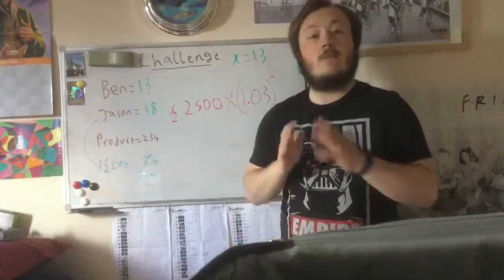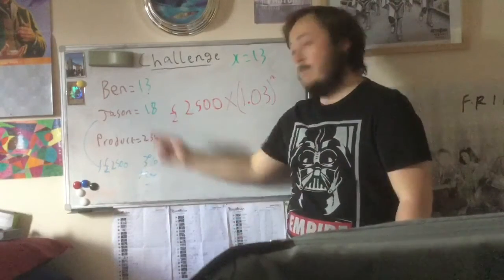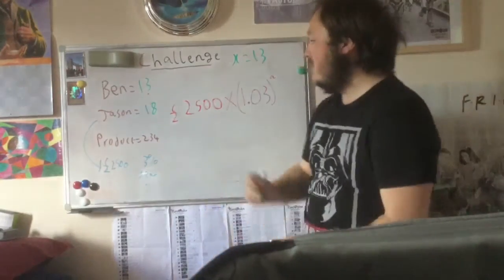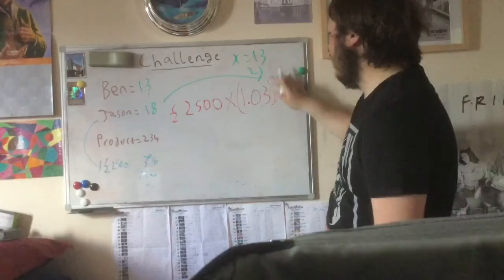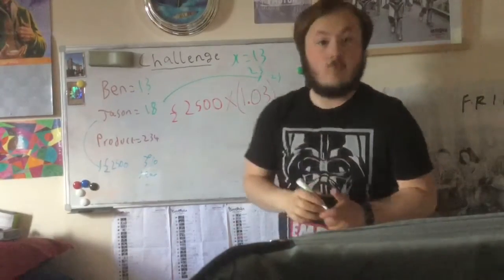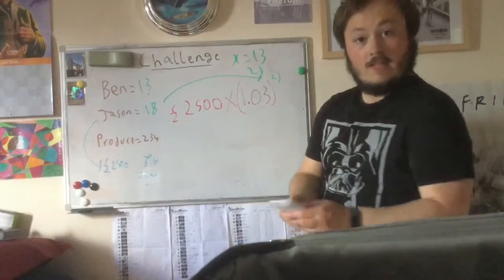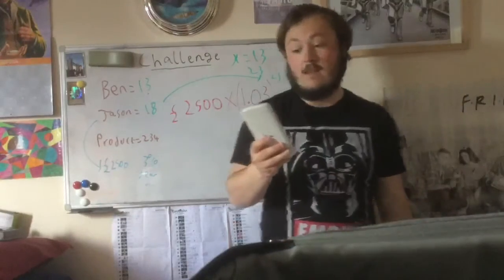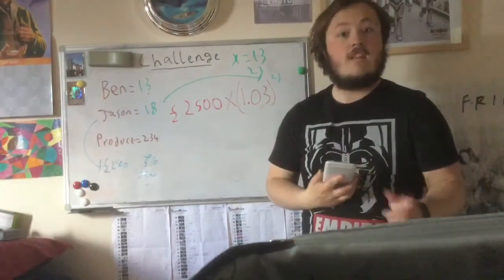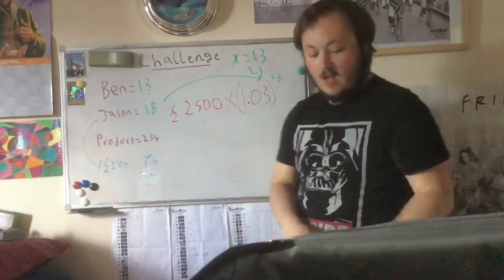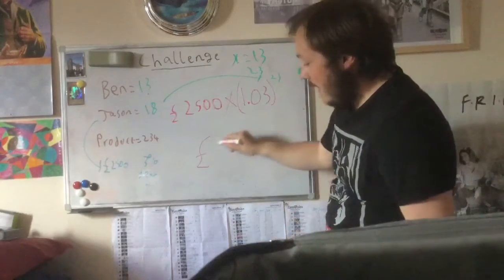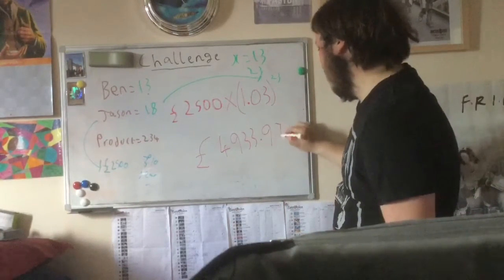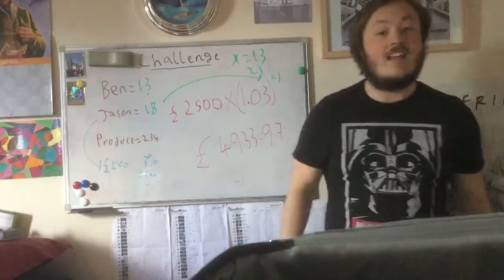The question wasn't how much money will be in there at this exact moment, it's how much will be in there 5 years from now. So Jason's 18 now, so in 5 years' time, he will be 23. So we do it to the power of 23. Let's get our calculator, and we write in 2,500 multiplied by brackets 1.03 to the power of 23. And from that, you will get a whole bunch of decimal points. You have to do it to 2 decimal places. So you will get the correct answer being £4,933.97. And that is it.